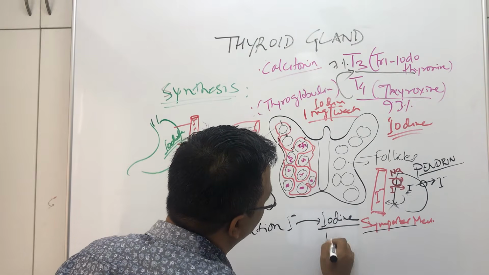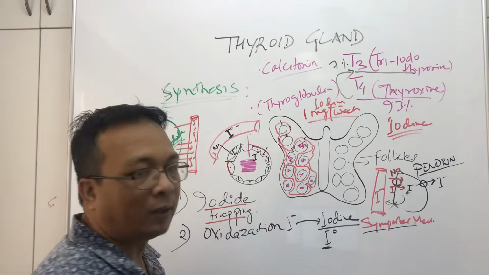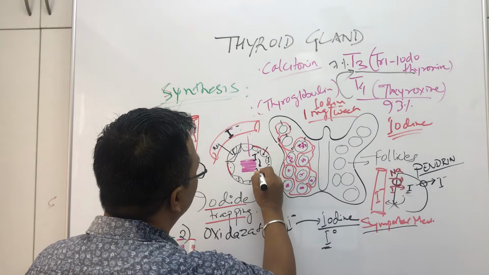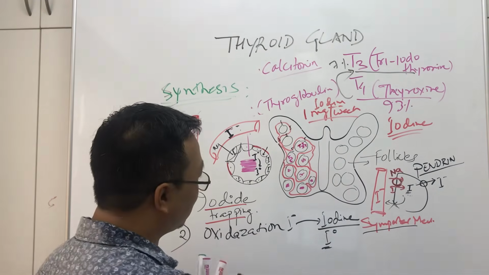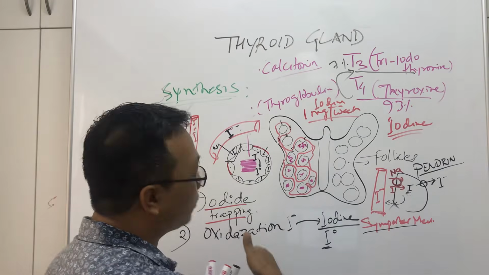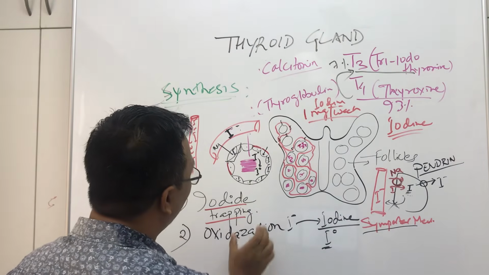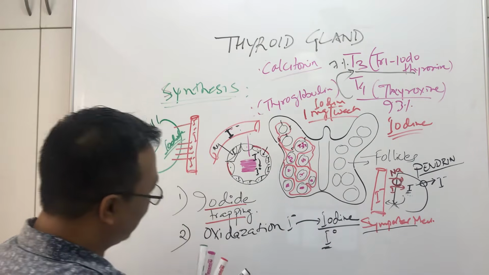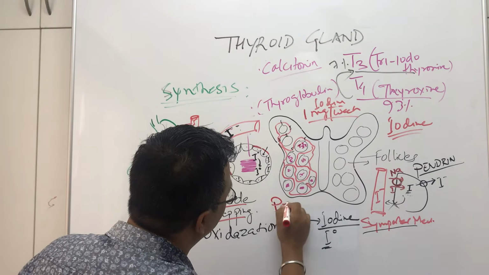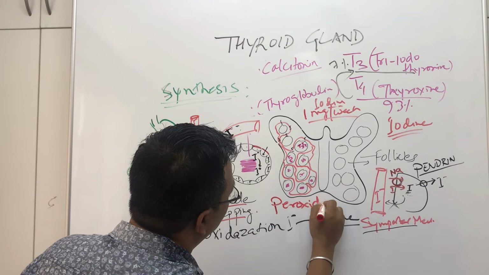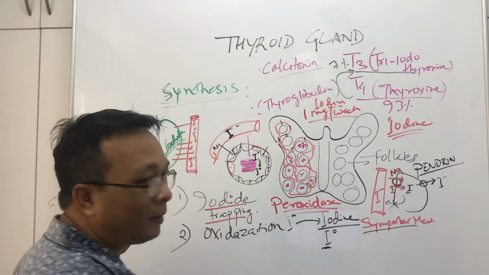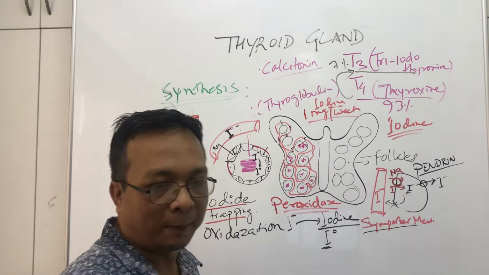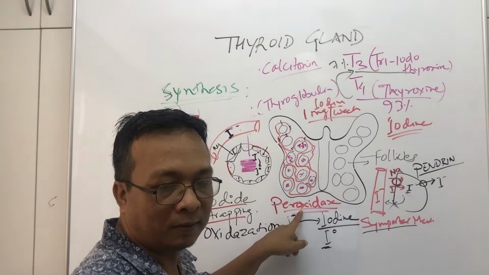This oxidization of iodide to iodine is called the oxidization step. This conversion is done by one important enzyme called peroxidase. You have to know this enzyme because some of the anti-thyroid drugs are basically peroxidase inhibitors. They inhibit this peroxidase.